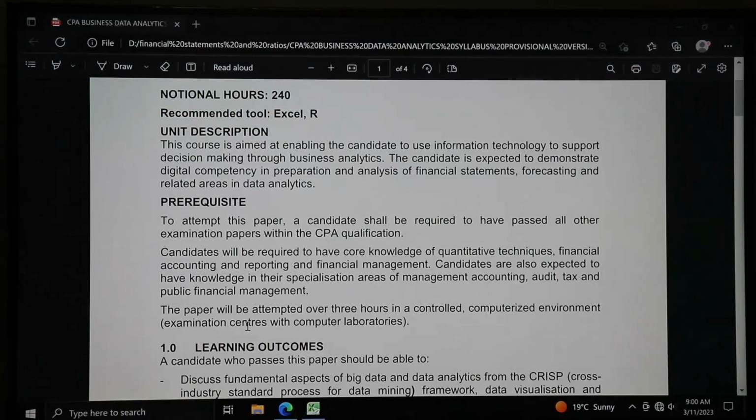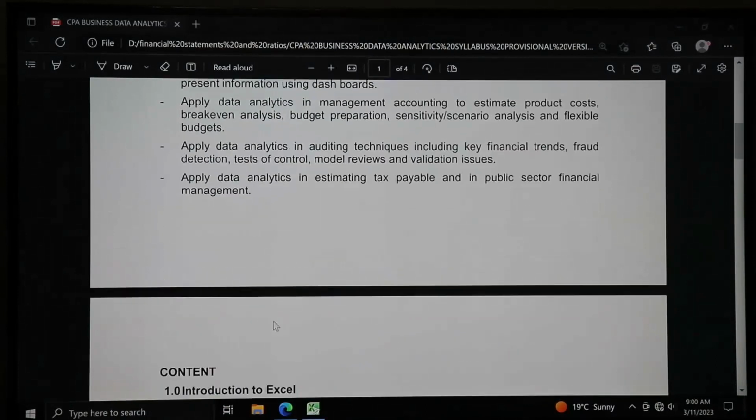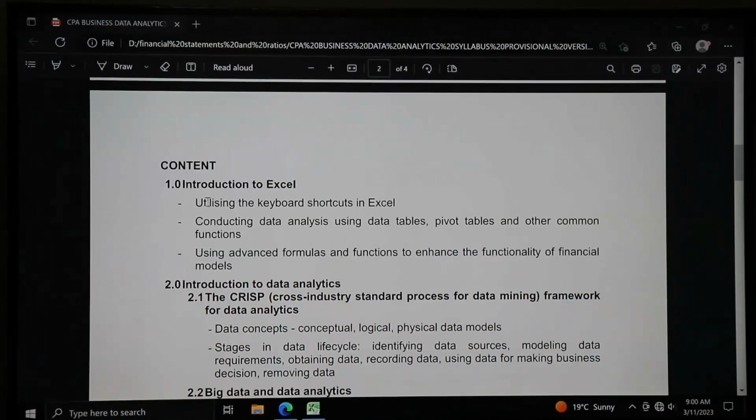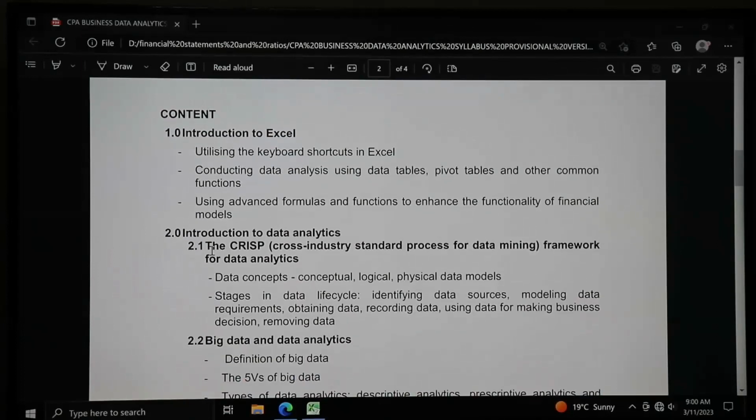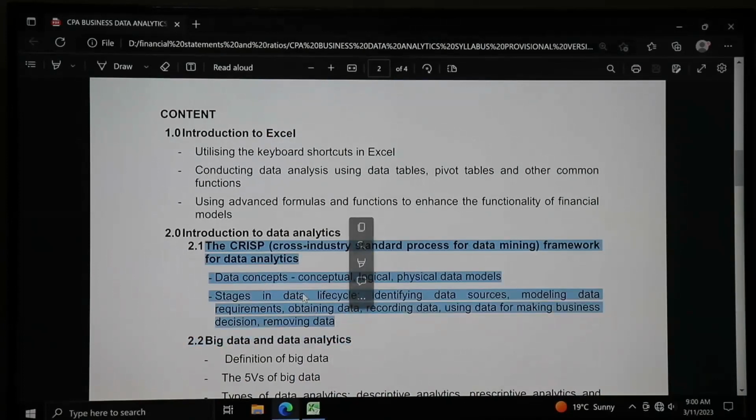In case you missed the first part, especially the introduction to Excel, there are a number of things we're going to go through, especially the major functions of Excel. That is something we did, but again, theoretically, we'll just go through it to remind some people. But the concept I want us to concentrate on much is the first part, the introduction to data analytics. This one requires some IT knowledge.